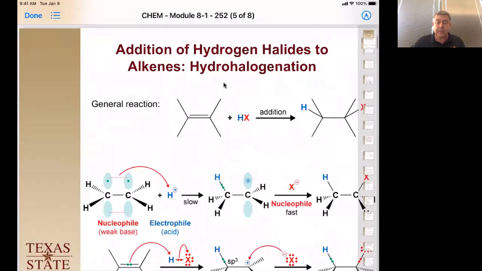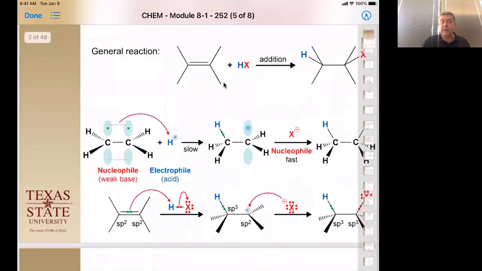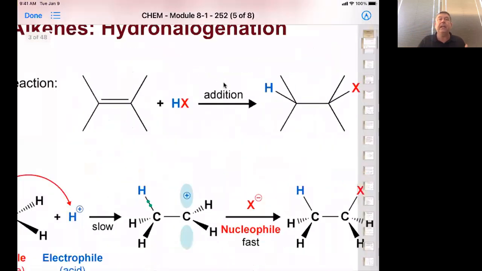Okay. So the overall reaction is shown here at the top, where we're getting rid of the double bond and we're making two new sigma bonds. We're switching hybridization from the sp2 carbon to the sp3 carbon. And so we're going back to the tetrahedral state.